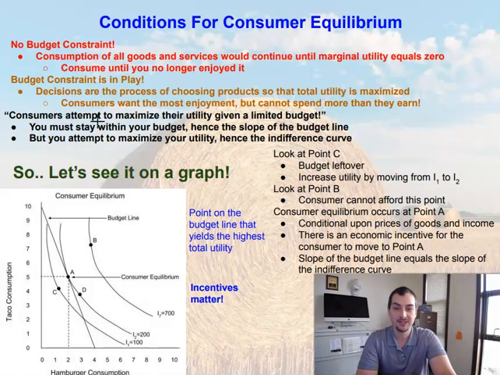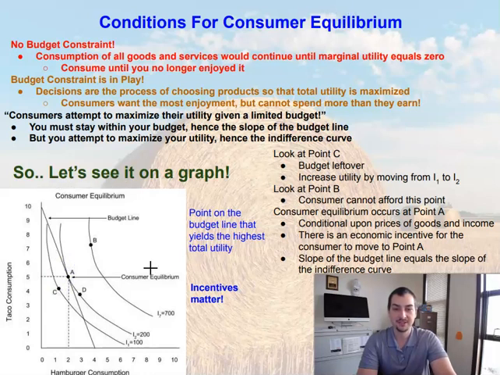So, like I said, consumers attempt to maximize their utility given a limited budget. You must stay within your budget, hence the slope of the budget line. But you also attempt to maximize your utility, hence the indifference curve. So let's see it on the graph. Down here we have this graph where we bring in this consumer equilibrium. We see that this consumer equilibrium is at point A.